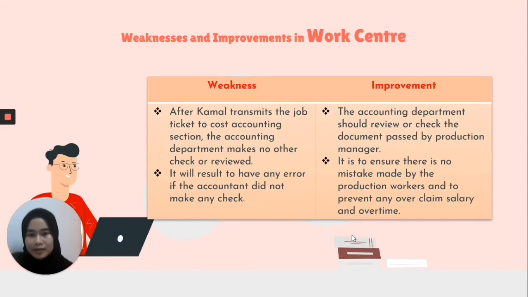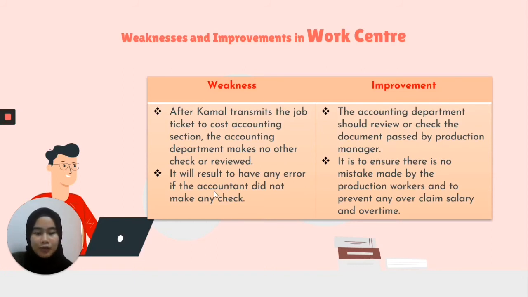Okay, the second weakness can be found in the second paragraph of the work center, which is after Kamal transmits the job ticket to the cost accounting section, the accounting department makes no other check or review. So errors may result if the accountant does not make any check. Since this process involves the accounting department, it means that it involves money. So we need to be careful before we proceed with other work.